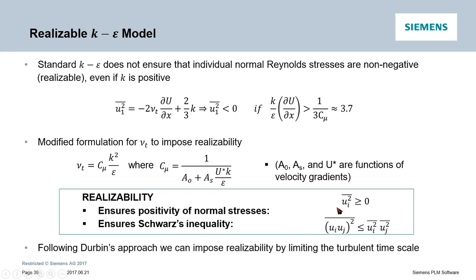And since C mu is no longer constant but local flow dependent, this model is expected to perform better for flows under strong adverse pressure gradients, separation and recirculations. But remember, this is a kind of band-aid solution to constrain the Reynolds stresses to more physically plausible values and does not really address the real underlying causes of unrealizable stresses.